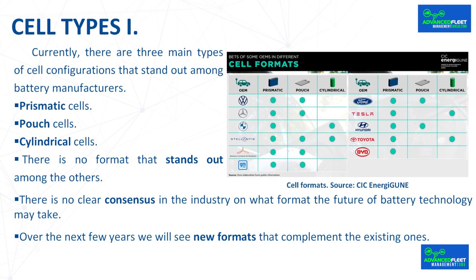Cell types 1. Currently, there are three main types of cell configurations that stand out among battery manufacturers.